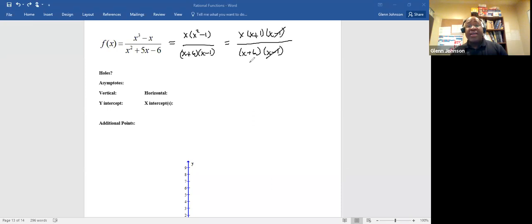So now what does that tell us? That means that we're going to have a hole where x minus 1 is equal to 0 or at x equals positive 1. So now the equivalent expression is going to be x times x plus 1 over x plus 6.